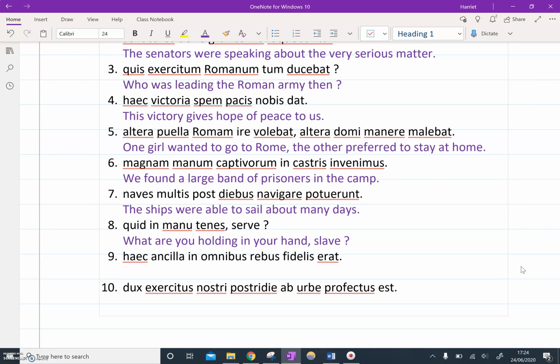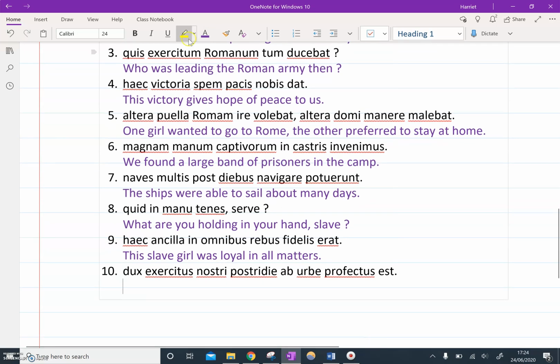Okay, so this time we've got rebus, the ablative, 5th declension. So the whole translation is this slave girl was loyal in all matters. Okay, and then the final one, number 10. Have a go at that one. Sneakiest one here.